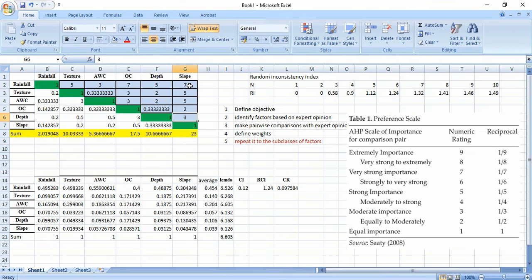Accordingly I have corrected this, and remember this is just an example. You have to sit with your experts and carefully define this matrix. Now you see this is less than 0.1. So finally these weights are consistent, and you can use these weights in your multi-criteria decision analysis model. In the next video I will show how to apply these weights on rasters to get a suitability map. Thank you for watching.